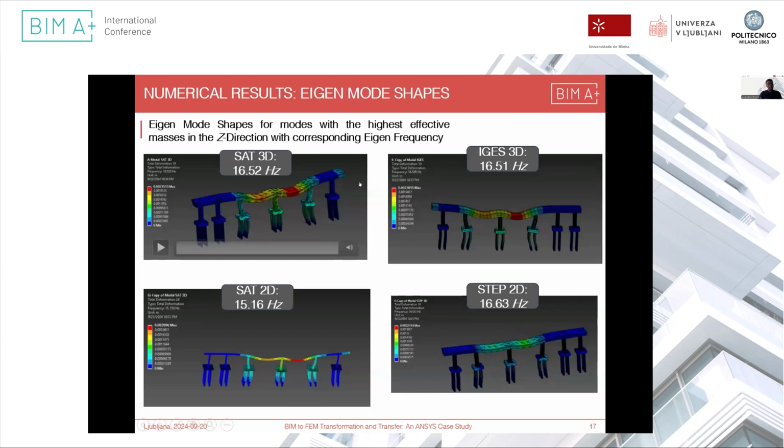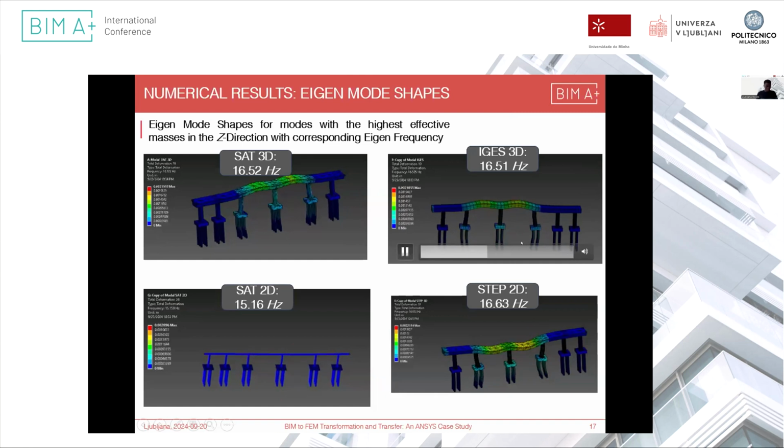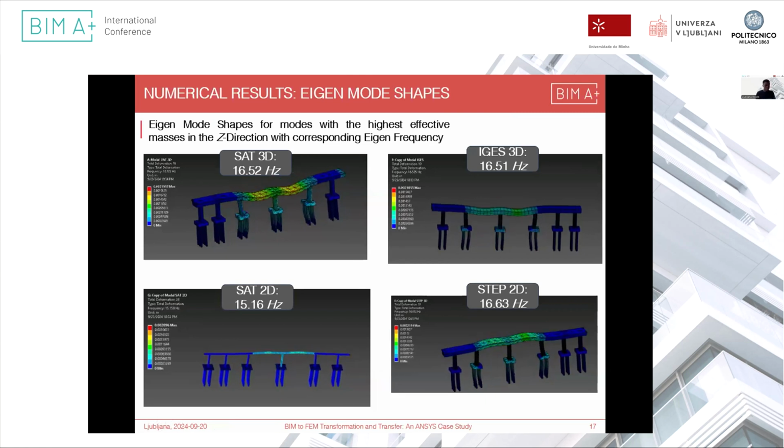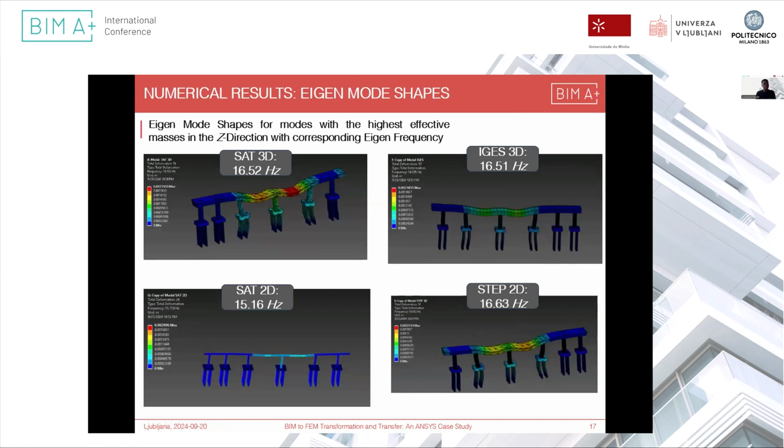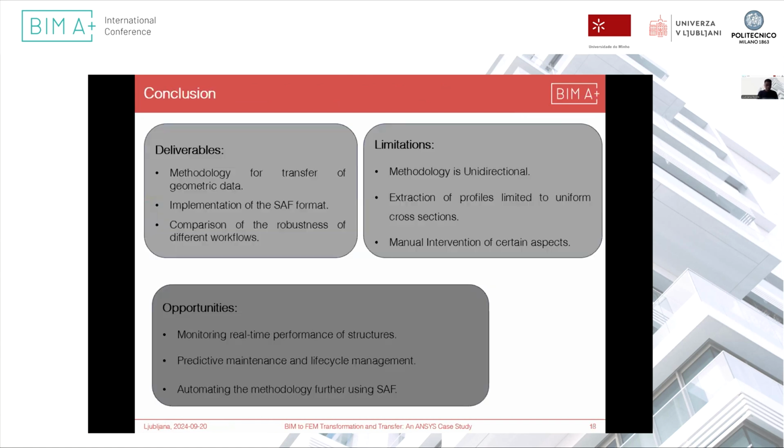The other investigation was a modal analysis in ANSYS. This was to check how the structure vibrates at its natural frequency. There was also consistency in the eigenmode shapes for the modes with the highest effective masses in the Z direction. This shows the comparison of the frequency and the mode shapes, and there was consistency among the different file formats.